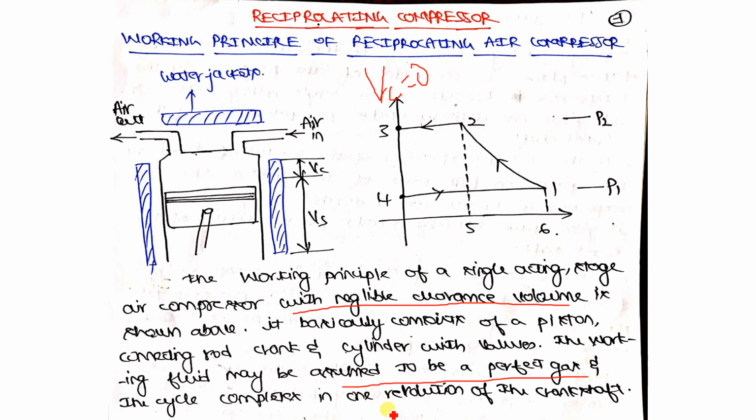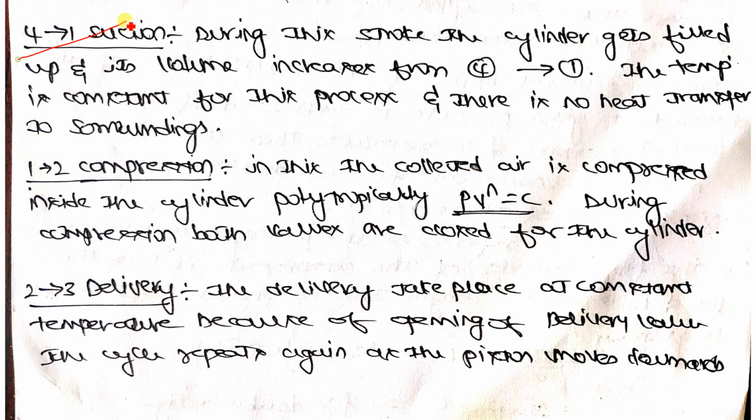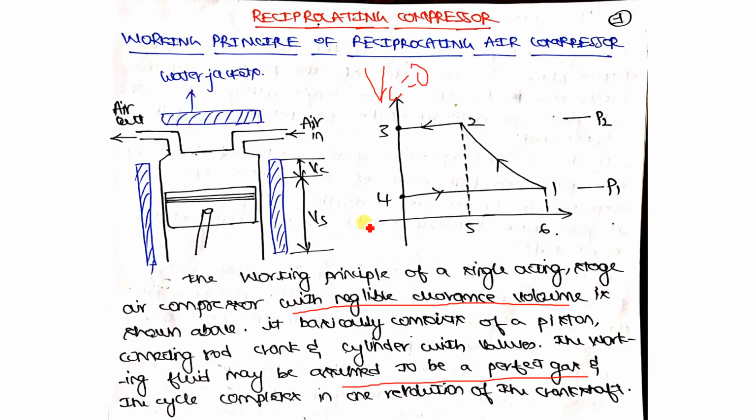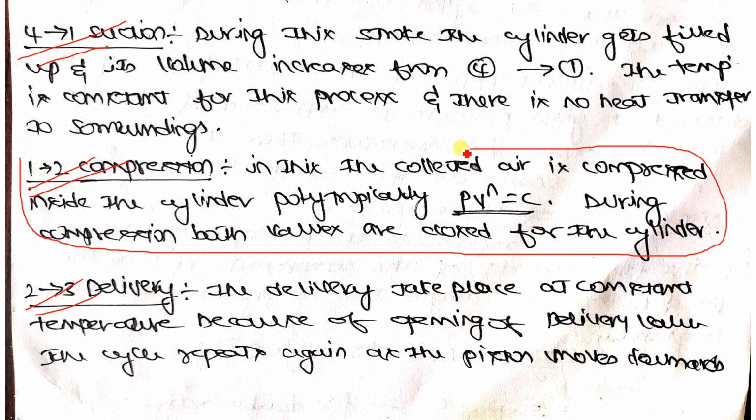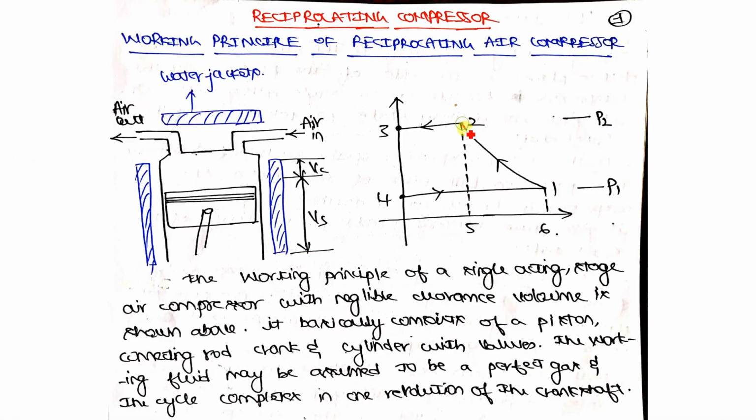Next. So these are the different strokes which I have just explained. 4 to 1 is your suction stroke, 1 to 2 is your compression, and 2 to 3 is your delivery. So 4 to 1, where is 4 to 1? This particular process is your suction stroke, where air is getting sucked inside the piston cylinder. The main process is 1 to 2, which is compression, correct? So here it is 1 to 2. Remember this particular process. Can you justify what is process 1 to 2?